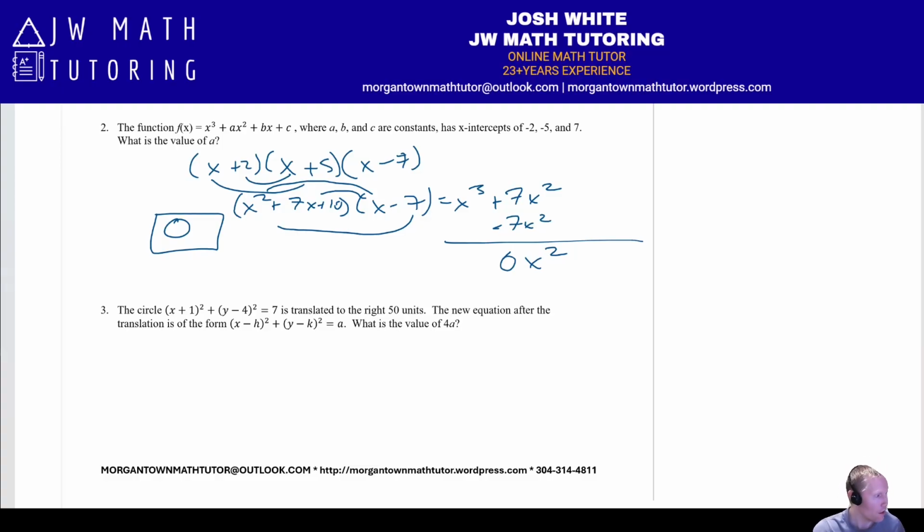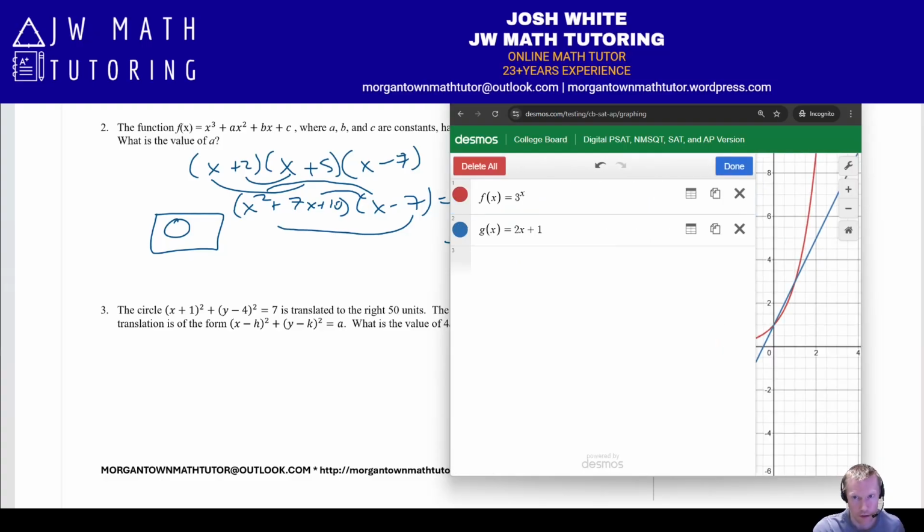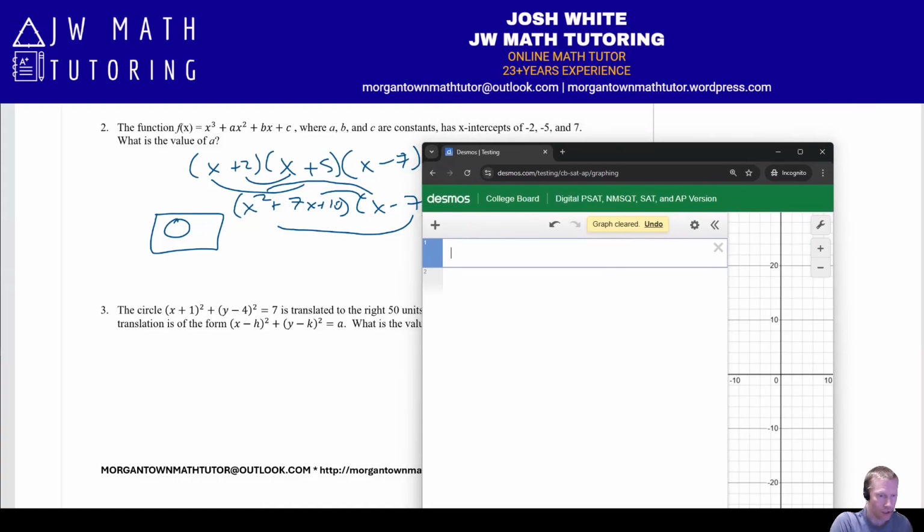Now, we could, of course, do this problem entirely in Desmos using regression. So what I'm going to do is regress, start with the intercept form, plus 5, x1 minus 7, and then we're going to regress it to, I guess you would call standard form.